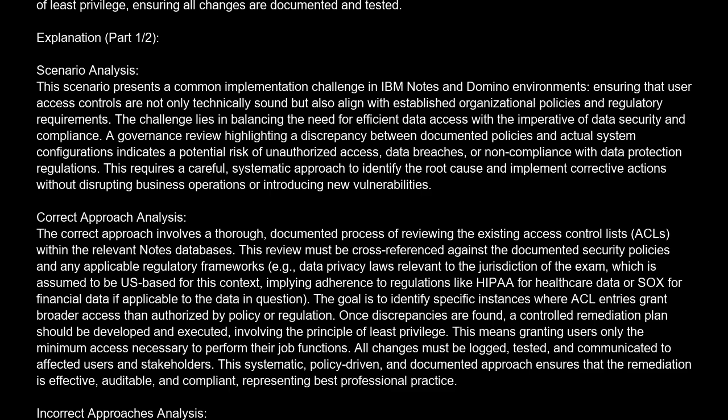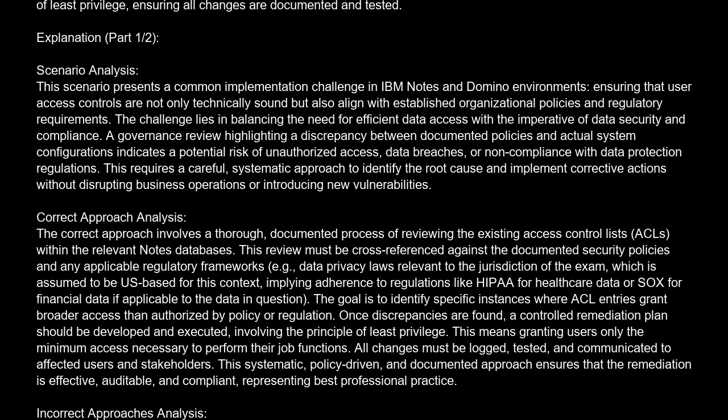The correct approach involves a thorough, documented process of reviewing the existing access control lists, ACL, within the relevant Notes databases. This review must be cross-referenced against the documented security policies and any applicable regulatory frameworks, e.g., data privacy laws relevant to the jurisdiction of the exam, which is assumed to be U.S.-based for this context, implying adherence to regulations like HIPAA for healthcare data or SOX for financial data if applicable to the data in question.